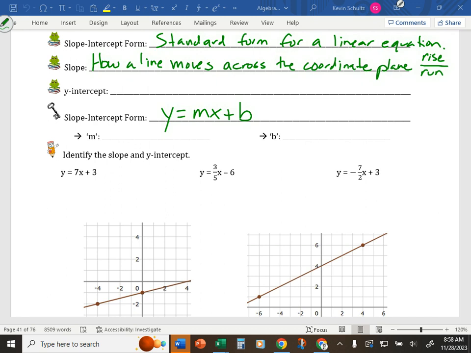Y-intercept. What is the y-intercept of a linear equation? What's the definition of a y-intercept? Not even about linear, just in general. The definition of a y-intercept, Jan? Like where the line crosses the y-axis? Yes. Where the line crosses the y-axis. The definition of a y-intercept is where the line crosses or intercepts the y-axis.